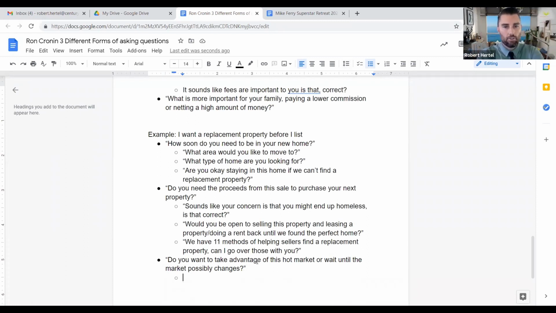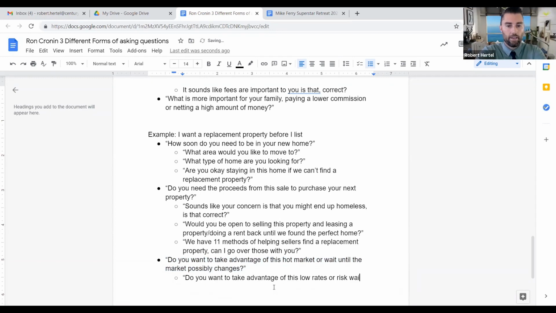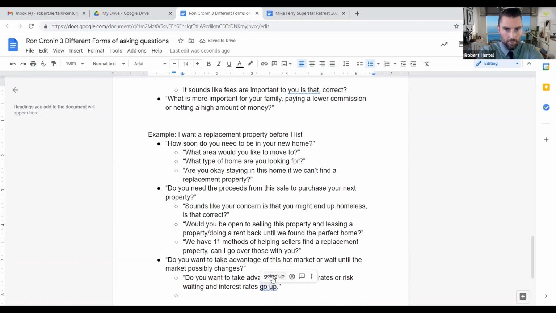Okay, you could also do the same thing to Sylvia's point of interest rates. Do you want to take advantage of the low interest rates, or wait until possibly interest rates go up? Yeah, or risk waiting and interest rates go up. Yeah, it's a gamble. To purchase your next home, because that's what we're talking about.